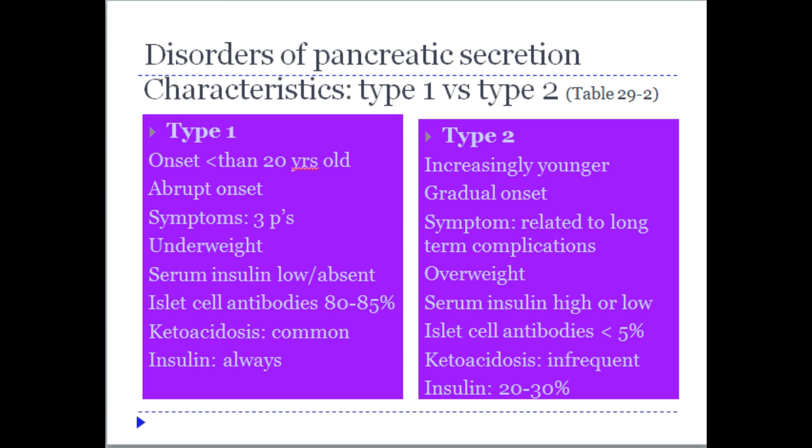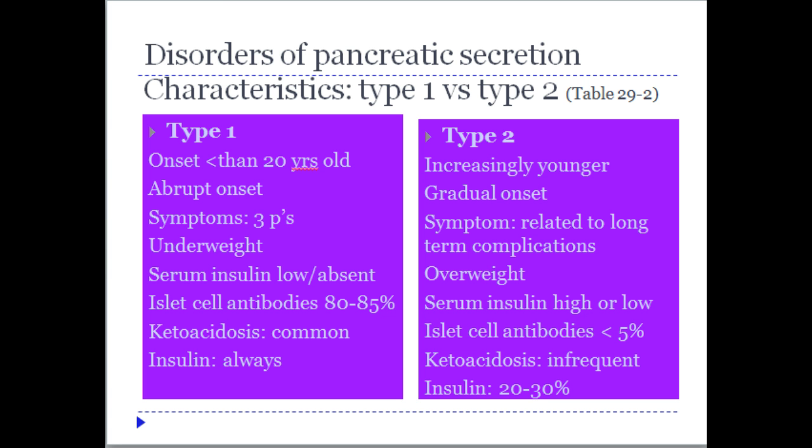As a matter of fact, the child is leaving on vacation, they're driving down to Florida, and all of a sudden the child has to pee 15,000 times on the way to Florida. And the parents are going, what in the world? That doesn't happen with type 2 diabetes. These children have a gradual onset and usually have a huge weight gain, and eventually it's going to go downhill for them. Type 1 diabetics are going to be underweight, and type 2 diabetics are going to be overweight.